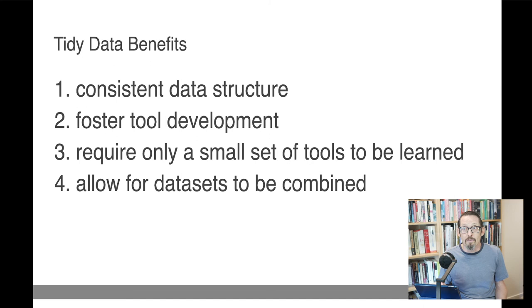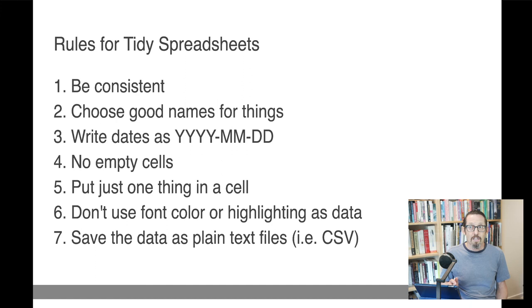So what is a good spreadsheet in tidy land? It has to be consistent. You have to choose good names for things. You have to write dates in the preferred ISO format. You shouldn't have any empty cells or rows of blank stuff. Just one thing in a cell. Don't use font color to encode data, because that's not going to be easily machine readable. And you have to be able to save the data as a plain text file for operation.